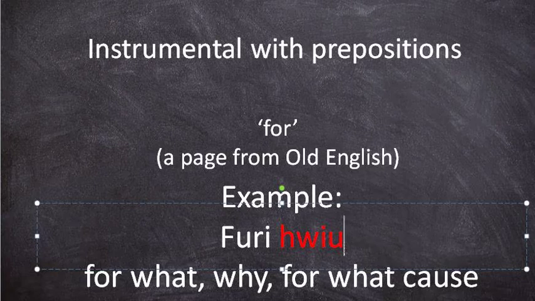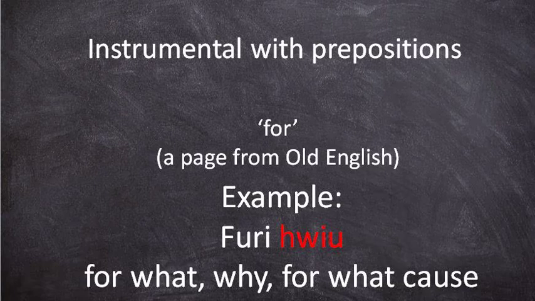Furi is the Old High German word for for. So if you want to say for what, I guess you could use this, if you want to use the instrumental. But this is a page from Old English, so to really know, you would have to intimately study Old High German texts. One has to bear in mind that Old English and Old High German, if you go further back, have pretty much the same syntax, because the further back you go in time with languages, the more similar they were, to the point where they were the same language. All right, that's something to bear in mind. Let's move on.